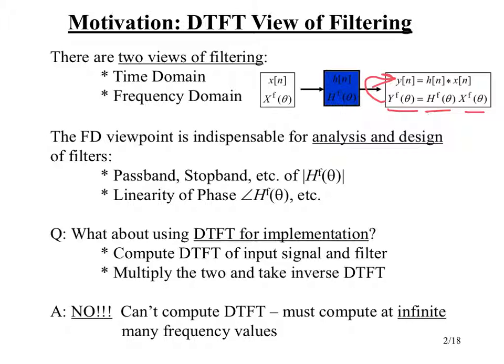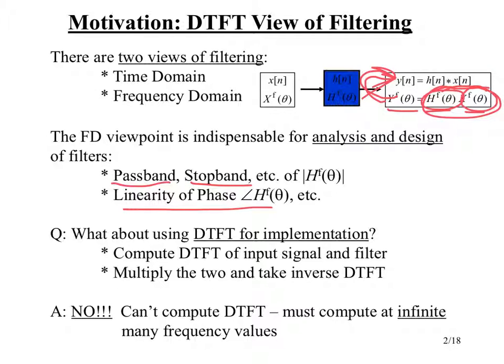And we also think that way for the design of our filters. When we get into the design of filters, we'll be talking about what is the pass band, what's the stop band, talk about the linearity of the phase, and so forth. But the question is, could we actually implement the filter over in the frequency domain? So could we somehow compute these two things, form the product, and then do the inverse transform to get back to the time domain?